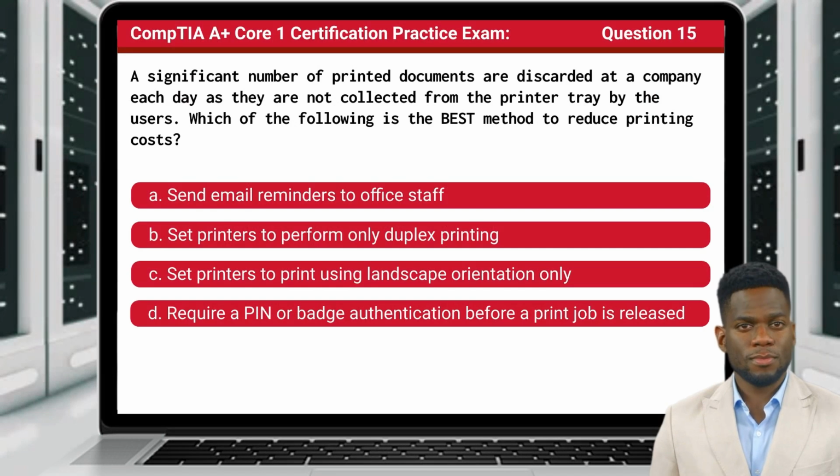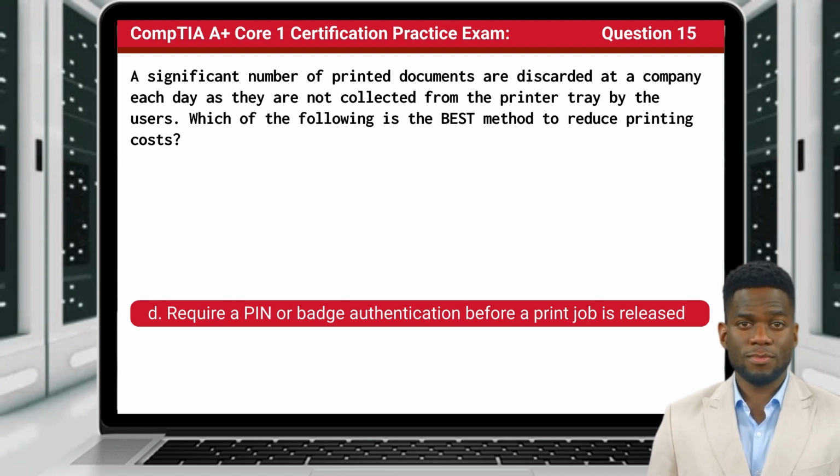Question 15. A significant number of printed documents are discarded at a company each day as they are not collected from the printer tray by the users. Which of the following is the best method to reduce printing costs? The answer is D. Require a pen or badge authentication before a print job is released.